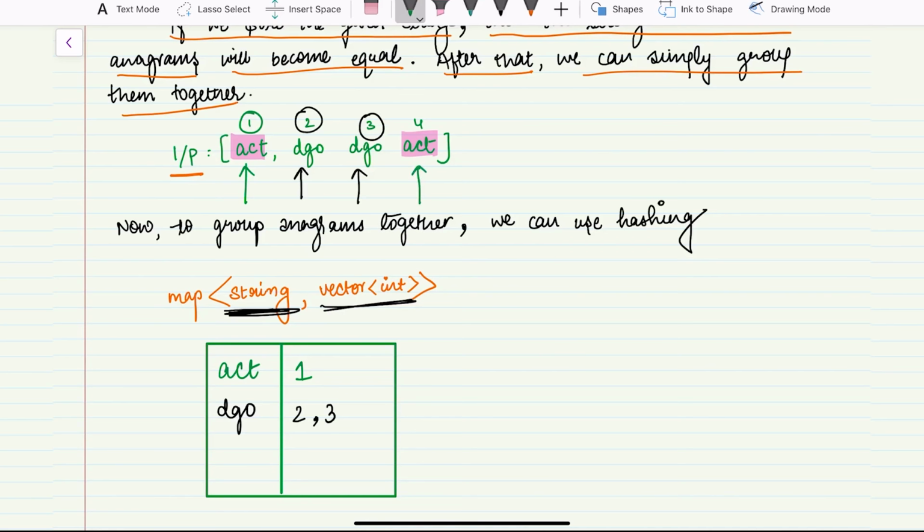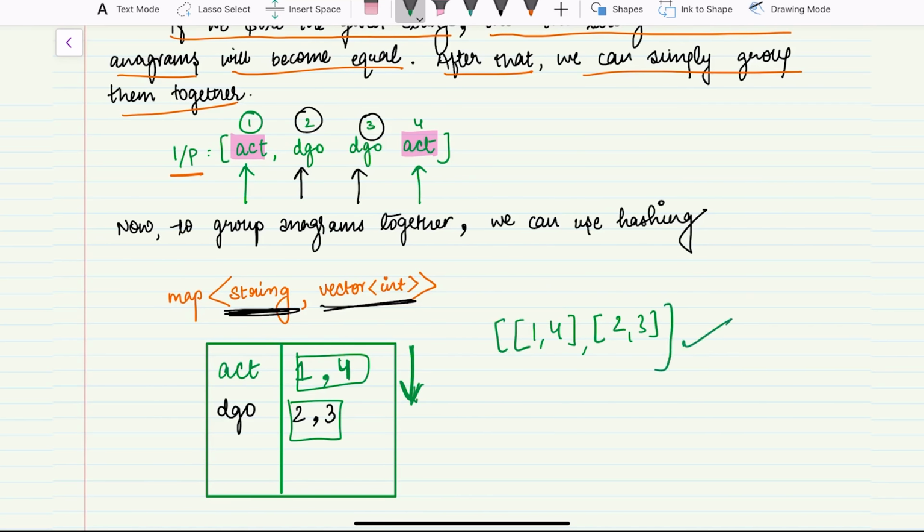Now we are at the 4th position and act is already present in the map. So let's simply include the index. So here we have the set of anagrams represented by their indices. Now the only task left is to iterate over them and store them in the vector, right? So here we have vector 1 and 4, and we have a vector 2 and 3. So we will push them into a vector and we will simply return this in our answer, right?